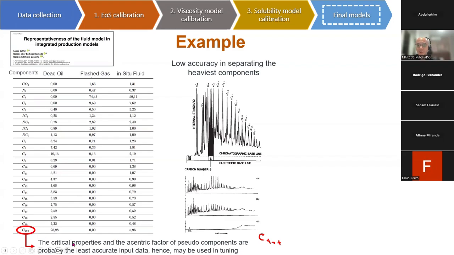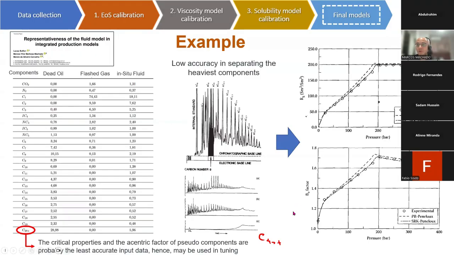So all the critical properties and the eccentric factor of those components are represented by a single set of components. So this explains why this is the least accurate input data in my mixture. So it needs to be tuned. We'll tune this in order to reproduce the lab data. So this is our goal for today, to do some tuning in order to get this result.